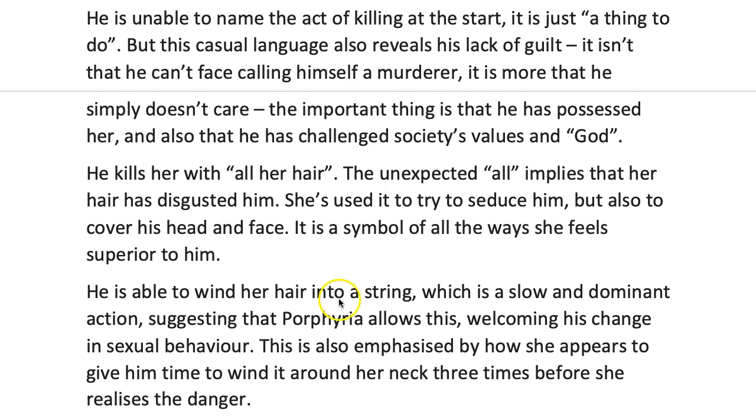He's able to wind her hair into a string, which is a slow and dominant action. And that suggests that Porphyria actually allows this, and she's welcoming this change in his behaviour. This is also emphasised by how she appears to give him time to wind it around her neck three times. You know, if she suspected anything, she'd start to struggle and flee. But no, she allows it to carry on three times before she realises she's in danger.